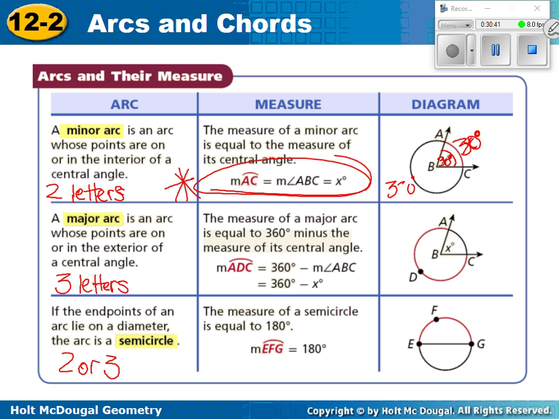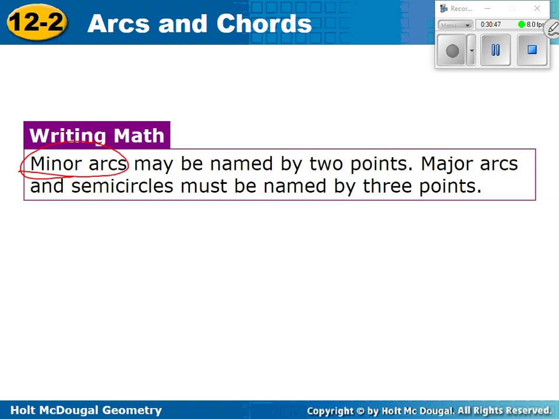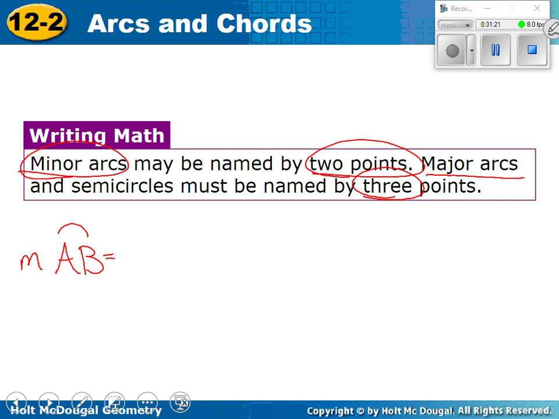It's not writing. Are we good? I'm going to say this one more time. When you name an arc, minor arcs are named by 2 letters. Major arcs and semicircles, technically semicircles can be named either way. Major arcs are named by 3 letters. Okay? When you name an arc, you put a little arc above it. If you're telling me its measure, treat it like an angle. You put a little M in front of it. Notation will catch some of you, especially if you're not paying attention right now. Notation will catch you. So be careful. Measure of the arc equals, or if you're just naming it, you just put AB with an arc above it. All right.